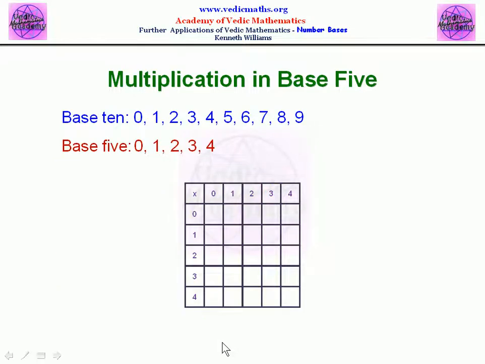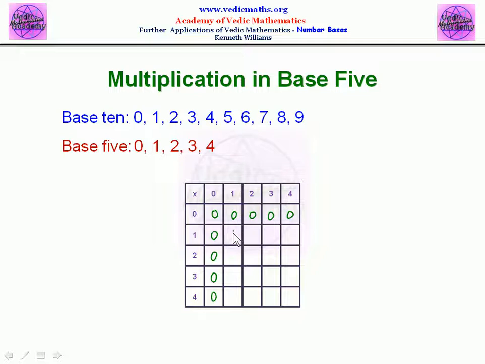Now let's look at multiplication in base 5. Again, we can fill out a multiplication table like this. So in this box here, we will put the product of 0 and 0. 0 times 0 is 0. 0 times 1 is 0. So these are going to all be zeros. And down here too, we'll get zeros because 1 multiplied by 0, any number multiplied by 0 is 0.